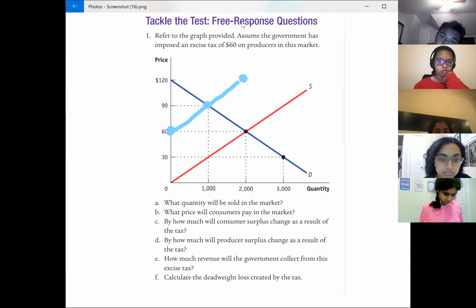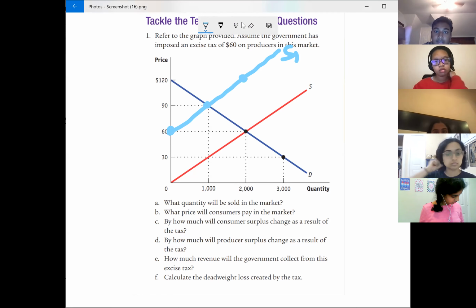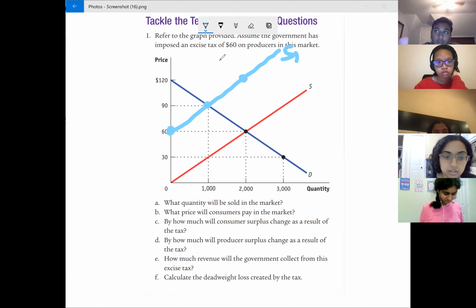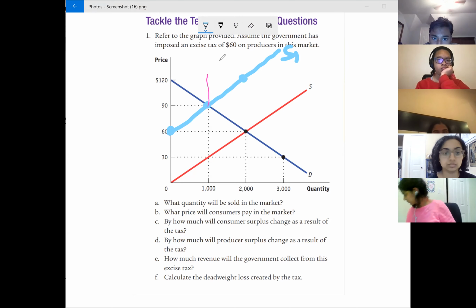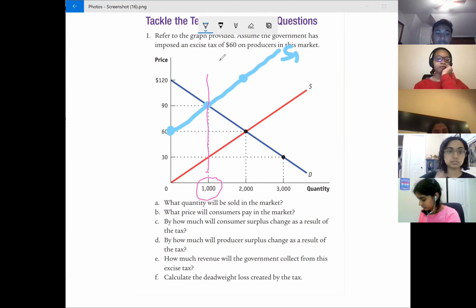So it would look something like that, right? So what quantity will be sold in the market? When it's asking for quantity, it's telling me basically at what point is it lining up with the tax? And so at that, it would be here, right? At this point, that's right, yeah. And so that would be 1,000, right?